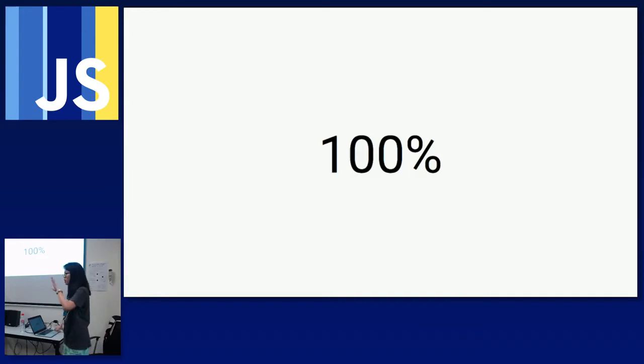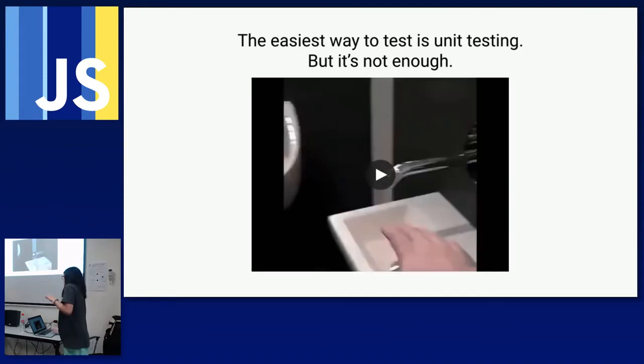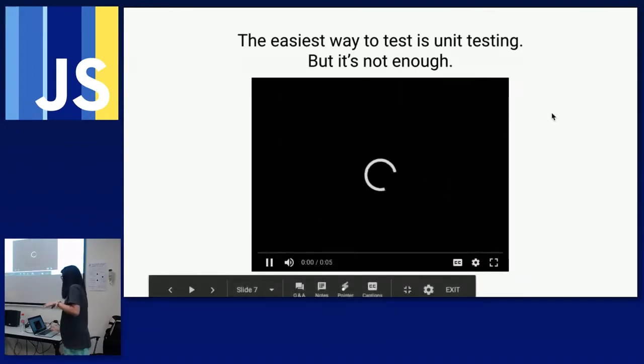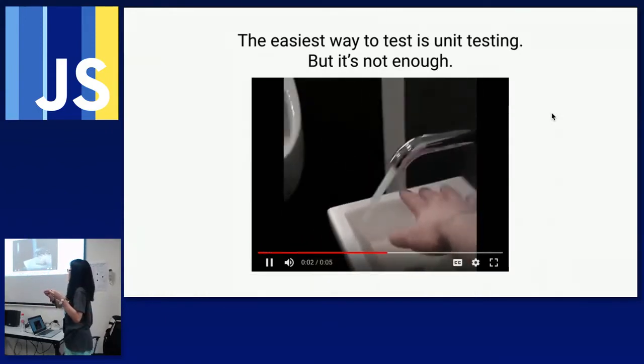And 100% testing is not enough for you to just do unit testing. It's not enough. The reason why it's not enough is because you can't just test things in isolation. You need to test things when they work together.